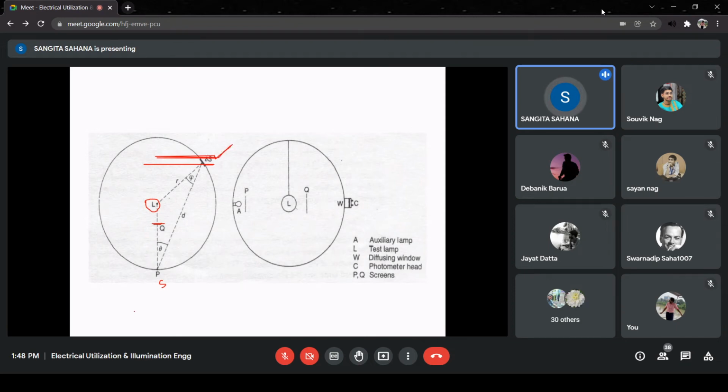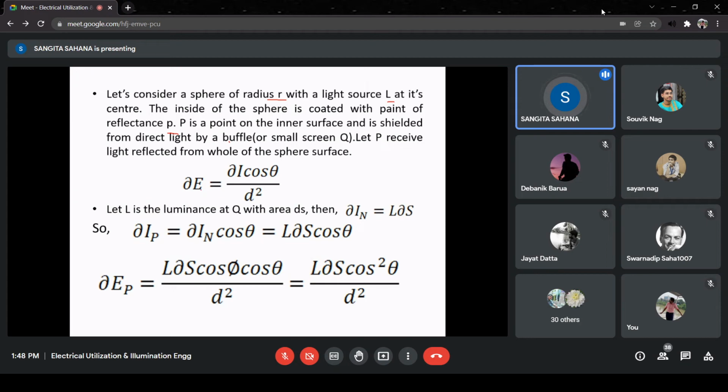So how much light will be received at point P from this delta S? It will be I cos theta by d square, right? What is I? Whatever the intensity in this direction from the S, then cos theta by d square. What is d? d is the distance between the source and the receiving point. So illuminance at point P will be delta I cos theta by d square.